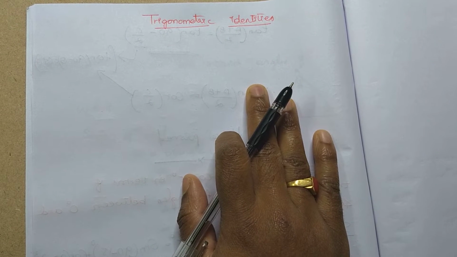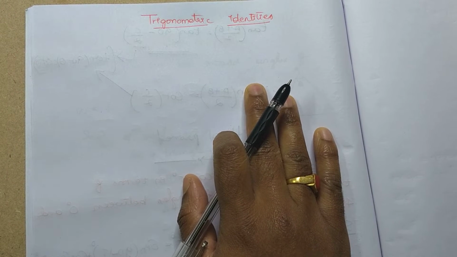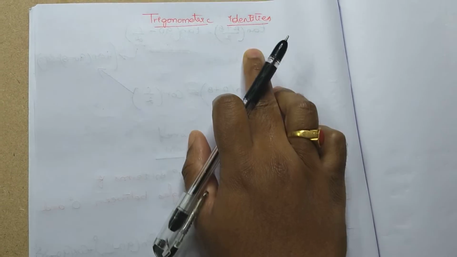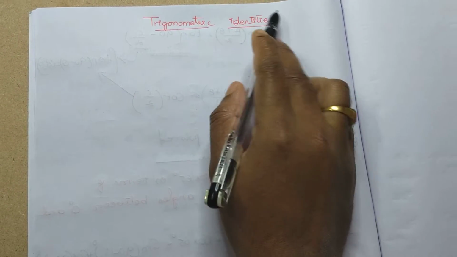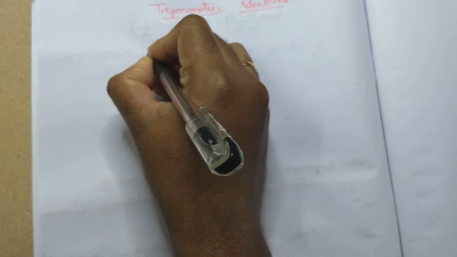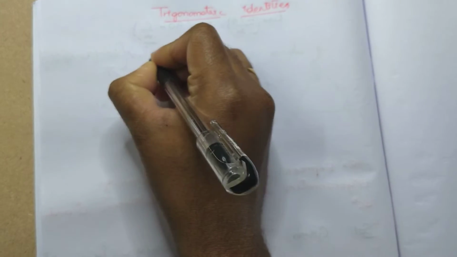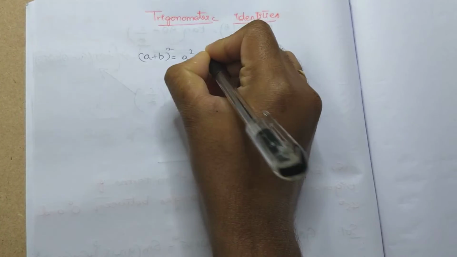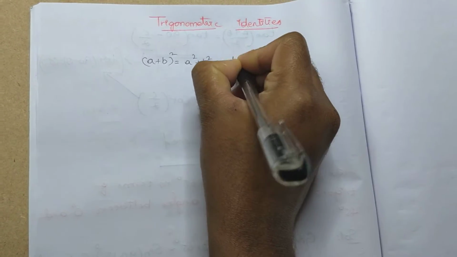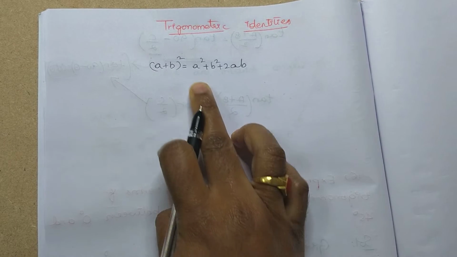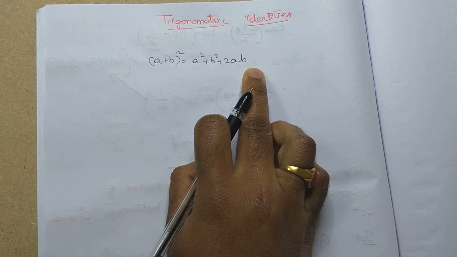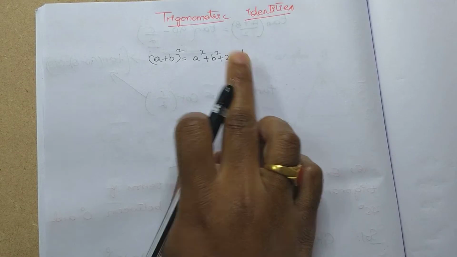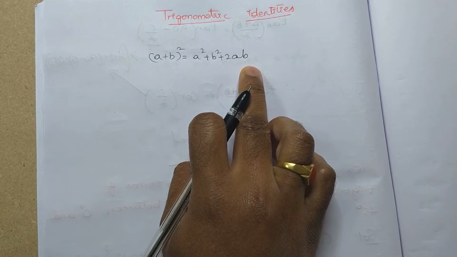Hello friends, in this video let us discuss the concept of trigonometric identities. So what is meant by an identity first? Suppose, let me take an example: (a + b) whole square equals a square plus b square plus 2ab. What is this? It's nothing but a mathematical equation. Correct?